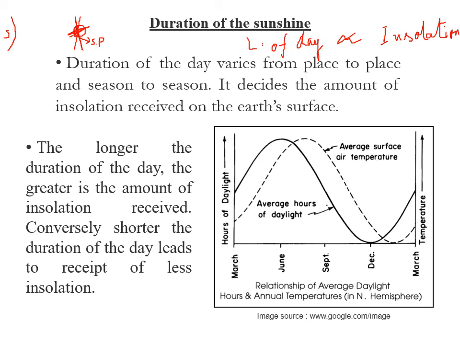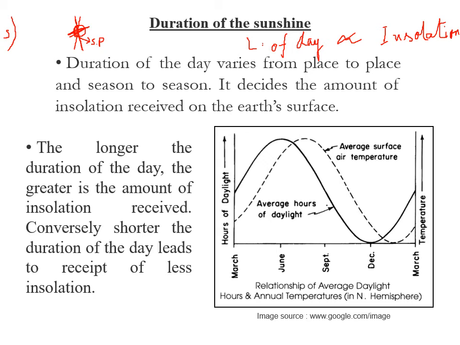And you can see from this graph also that throughout the entire year, the average hours of daylight for any particular point varies. Say for example for the northern hemisphere, that increases from March to June, then starts decreasing until December. When there is winter in the northern hemisphere, then it is the lowest, and again after December the duration of daytime starts increasing in the northern hemisphere.